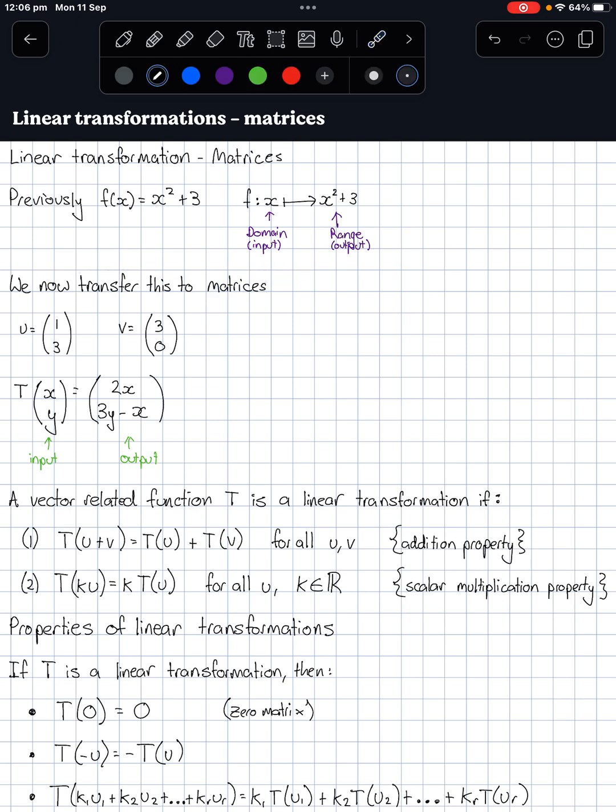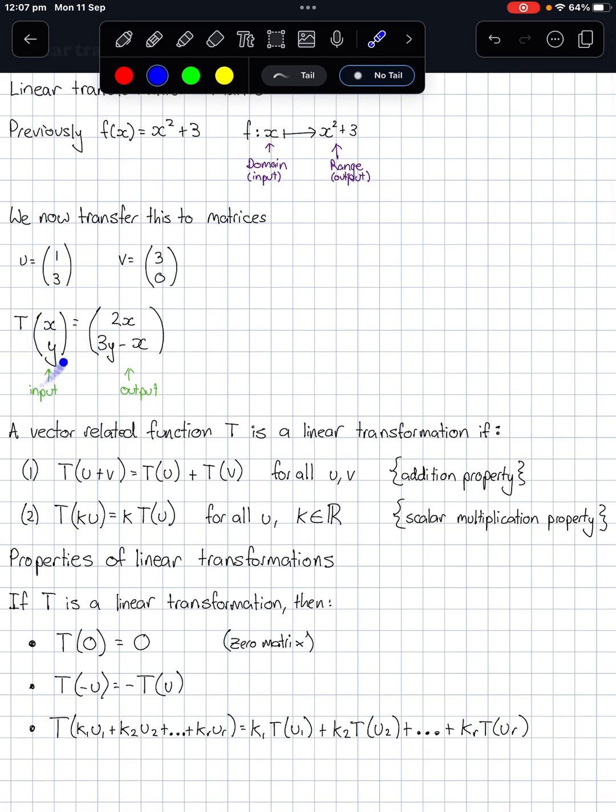So here, I've written 2 matrices out, U and V, and we've got this T function. If I was to put U in this function, my input here is U, which was 1 and 3, and I'm applying that into this function here. So it says 2 times x, which means that my top thing here is going to be 2.